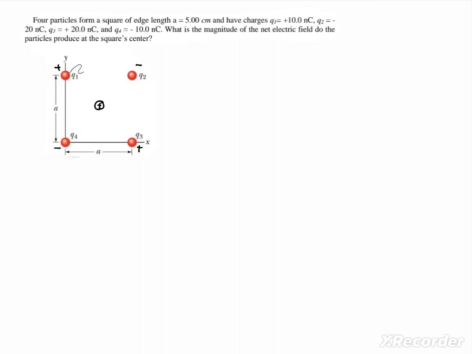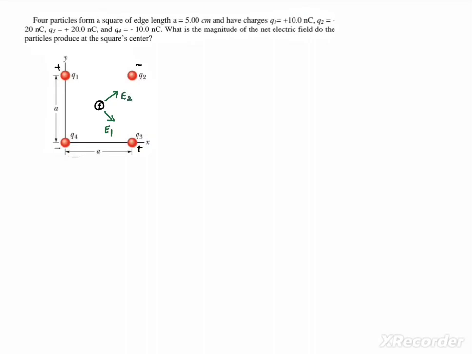Q1 is positive. Our positive test charge is positive. So our electric field here is, let's call it E1, towards this side, so away from Q1. And for Q2, Q2 is negative, meaning it's an attraction. So I'm going to draw the arrow right here, and that is my E2.